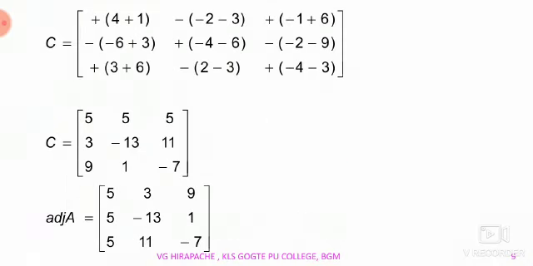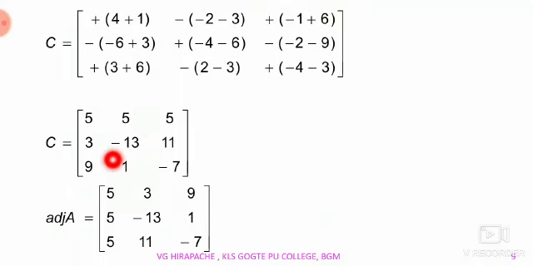Once we know the inverse of the matrix exists, we find the cofactors of all the elements of the given matrix A. For that, we write plus times the minor of the first row first column element, minus times the minor of the first row second column element, plus the minor of the first row third column element. Similarly, we can find the minors of the second row and third row, multiplying with the signs minus, plus, minus, plus, minus, plus, which gives the cofactors of all the elements of the given matrix.